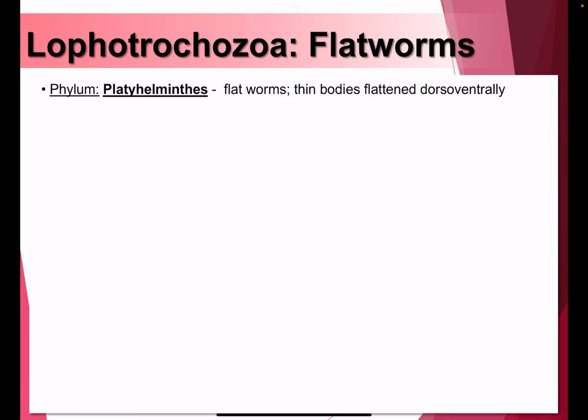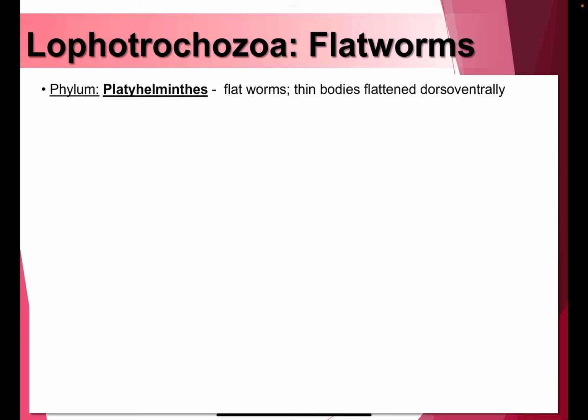Okay, so welcome back to part two of chapter 33, an introduction to invertebrates. In part one, we introduced the first group of species, and now we're heading on to the second, which is the Lophotrochozoa, part of the bilaterian big group.